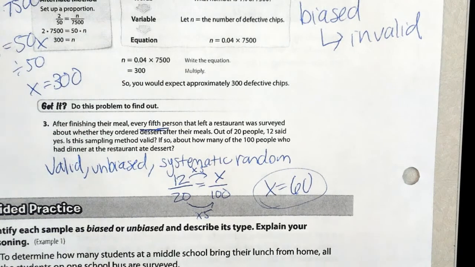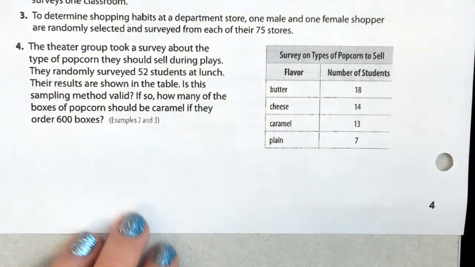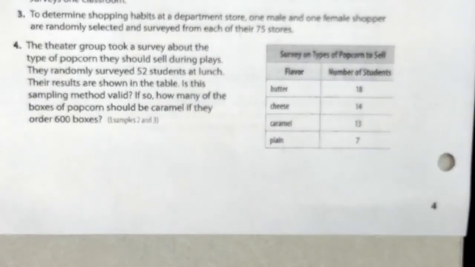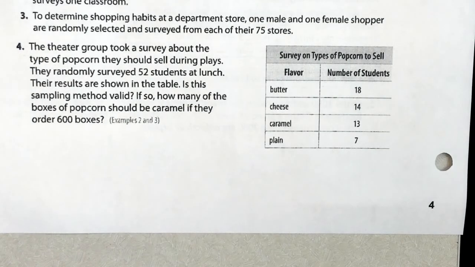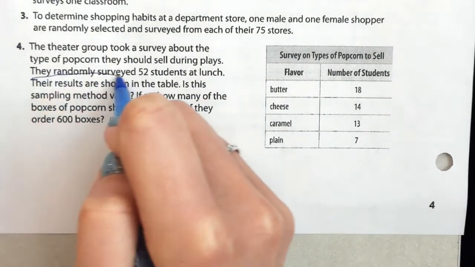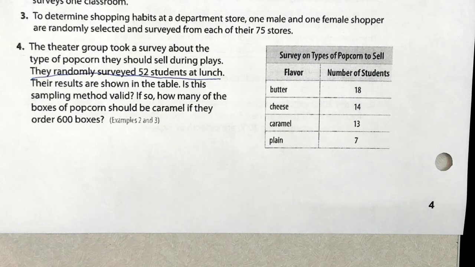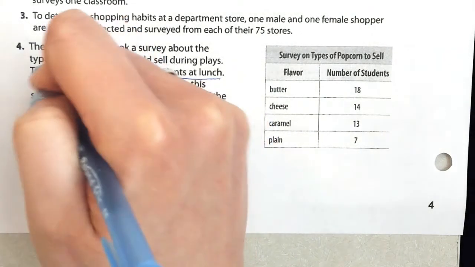There's one more I want to look at. That's in the guided practice. It says, the theater group took a survey about the type of popcorn they should sell during plays. They randomly survey 52 students at lunch. Now, they did not give us very much information here. The key part is they said randomly.